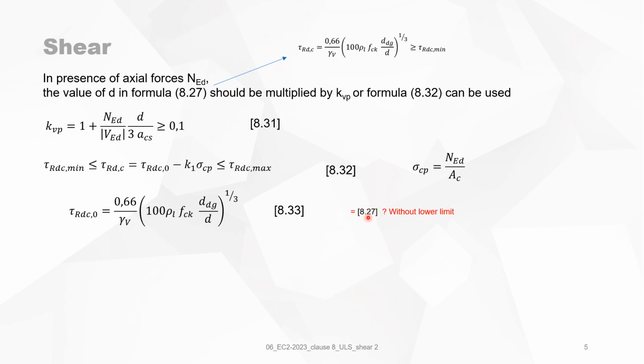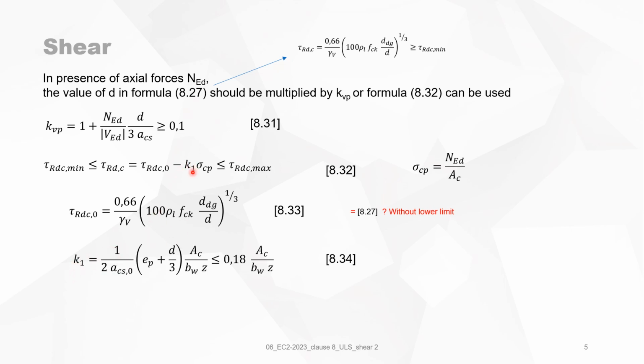And 827 has a lower limit, which is tau RDC min, the minimum value. But in the formula 833, the lower limit is not there anymore. Yeah, you can say, because in formula 832, there is a lower limit, but this is the lower limit on the total, not on the first portion only. So it's not consistent.